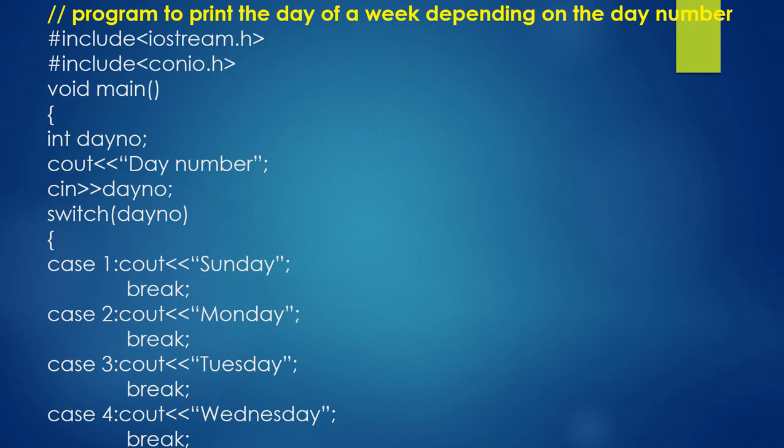Consider one program to print the day of a week depending on the day number. What's the meaning of this program? If you are giving a day number, how many days are in a week? 7 days. If you are giving 1, you should print Sunday; 2 means Monday, 3 Tuesday, 4 Wednesday, 5 Thursday, 6 Friday and 7 Saturday. If you are giving some other number, you should print it's an invalid day. That is the program. Then how to print that one?